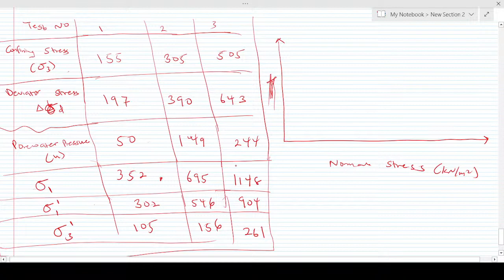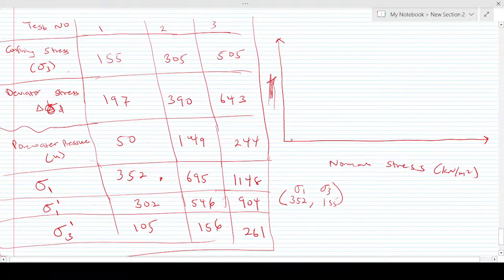Okay. So now you plot first for the total stress, then now you plot for the effective. So pairing, just like you've been doing in graph work, you have the first set for the total. So you have sigma 1 comma sigma 3. Sigma 1, we have 352. Then the confining we have 155. So this is sigma 1, this is sigma 3.